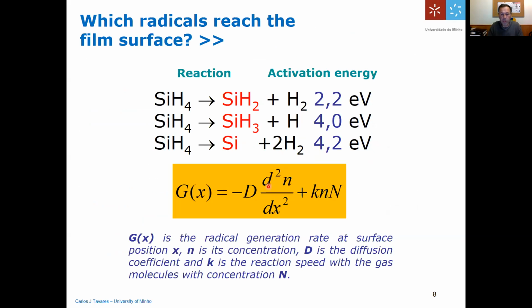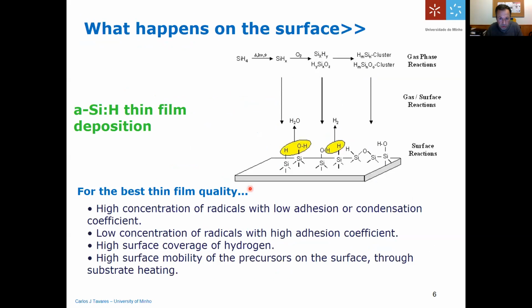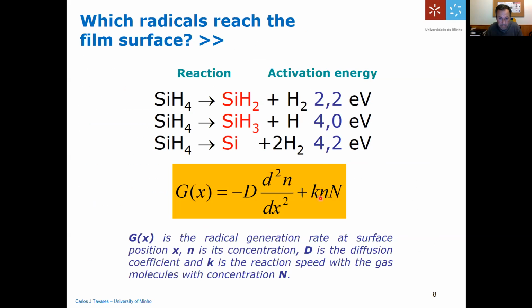And the equation that controls this radical generation is given by this expression Gx, and x is just one of the directions of the coordinates of your sample. You can, of course, apply the same in the y direction, but let's just take a look at one direction, the x direction. So Gx is the radical generation rate, which you see here on the surface, okay?